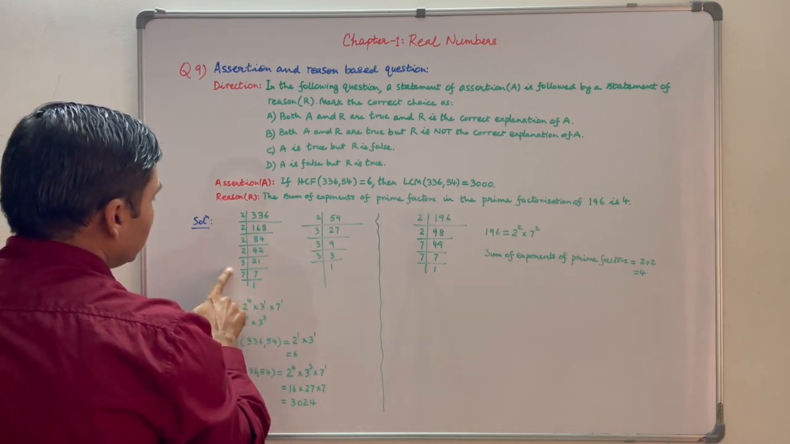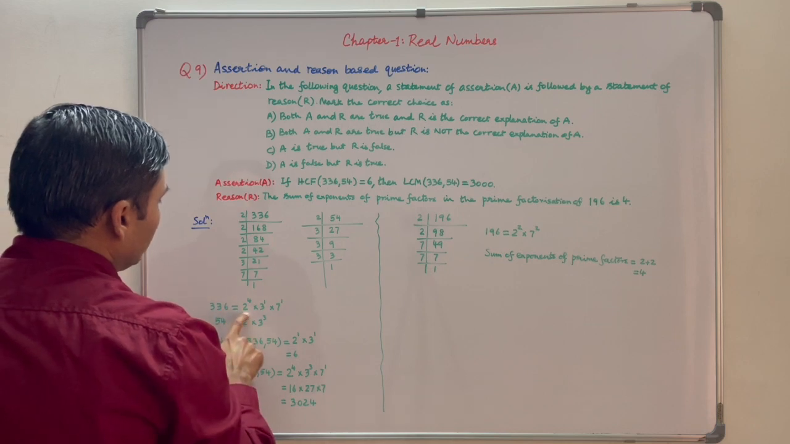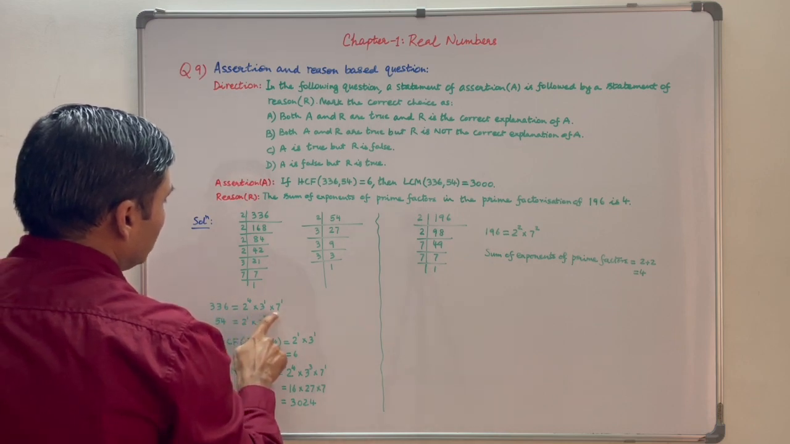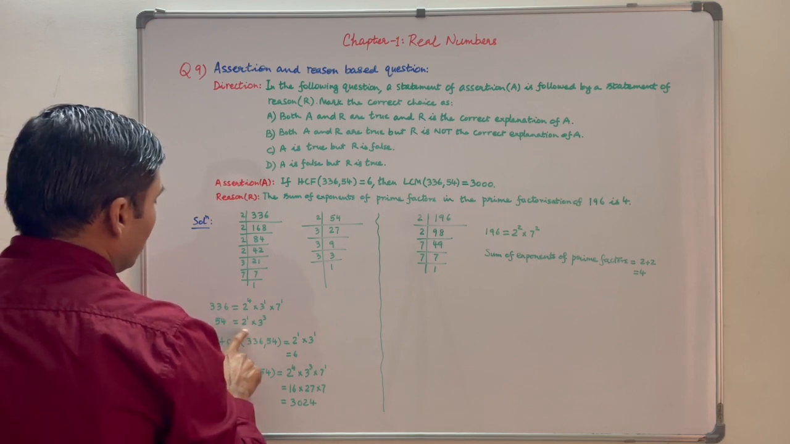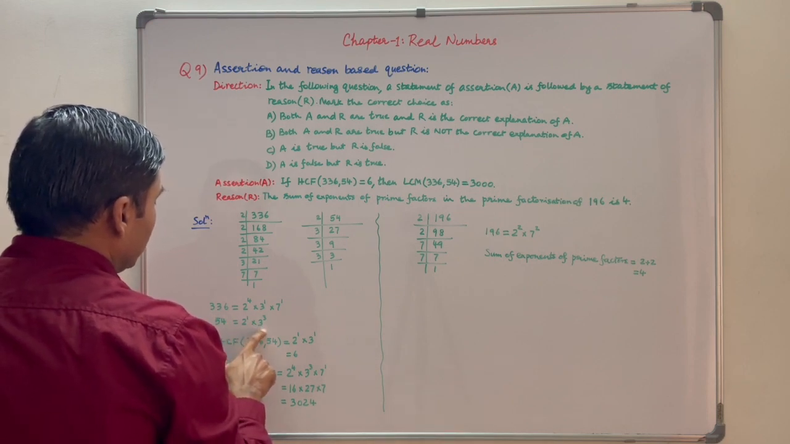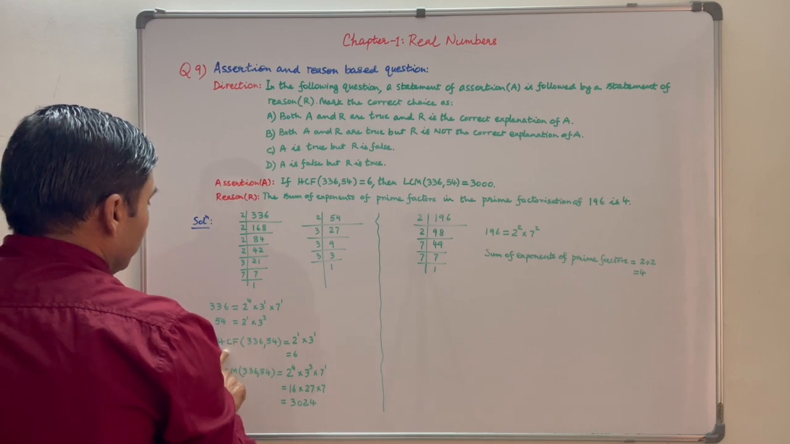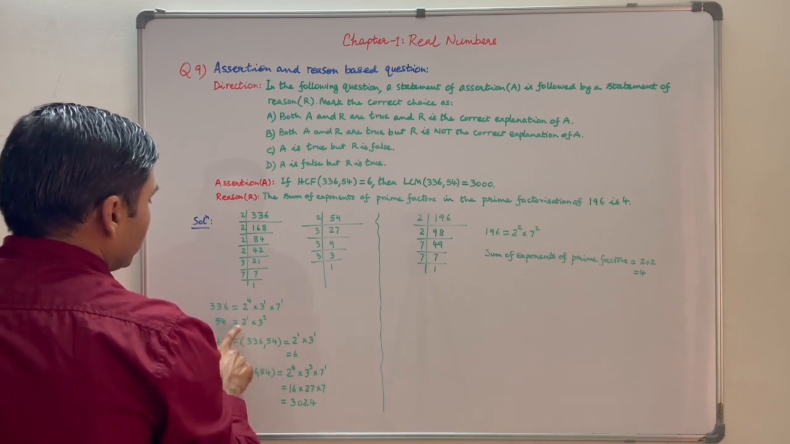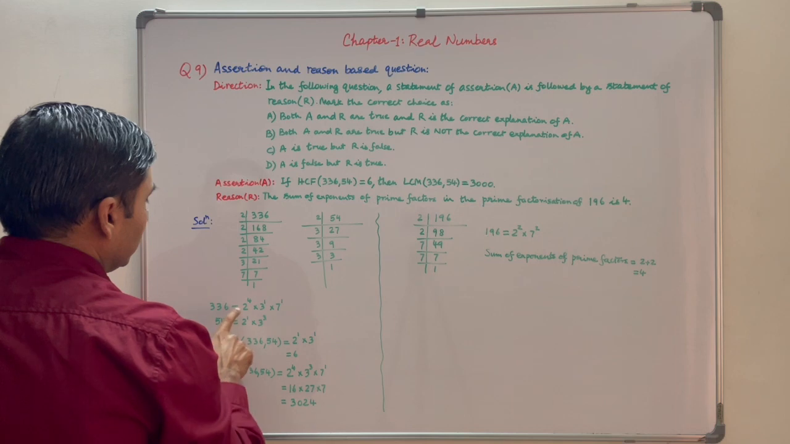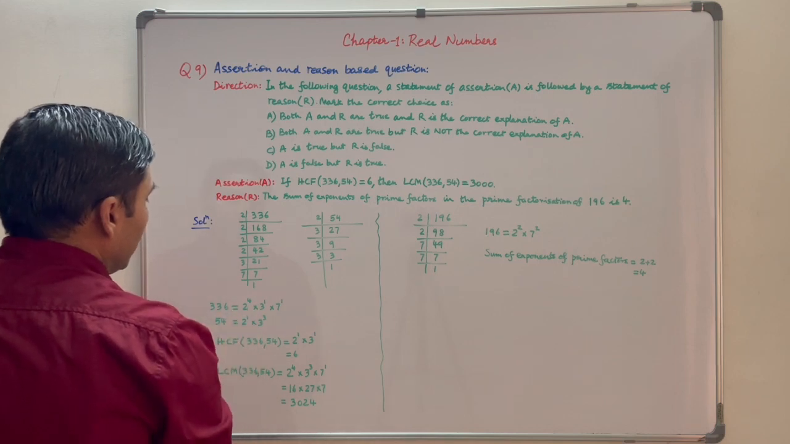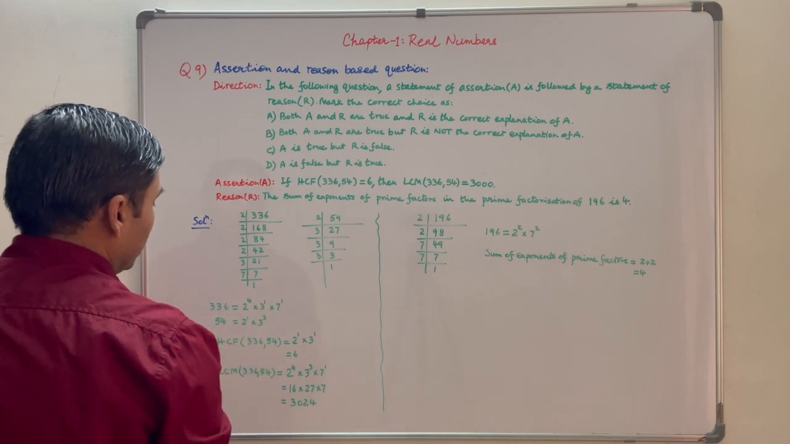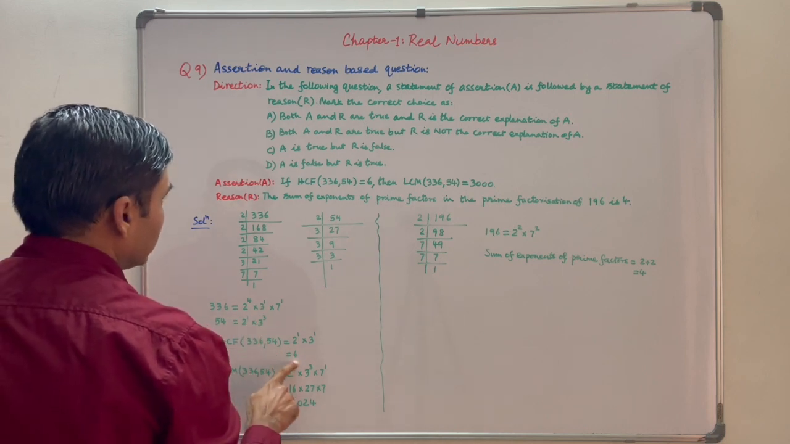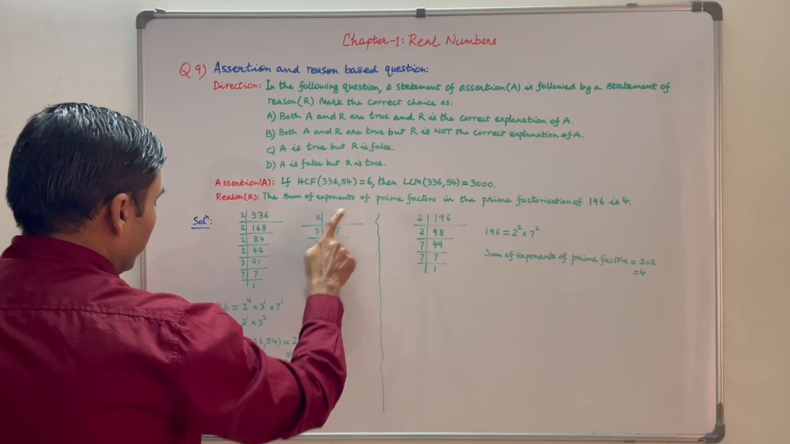So 336 can be written as 2 to power 4 into 3 to power 1 into 7 to power 1. And 54 can be written as 2 to power 1 into 3 to power 3. For the HCF, we will see what prime factors are common in both the numbers. They are 2 and 3, and the minimum power of them is 1 and 1 respectively. So the HCF is 6, and that is correct.